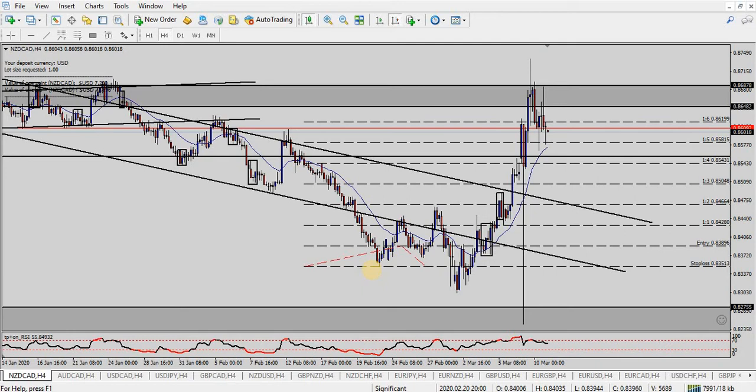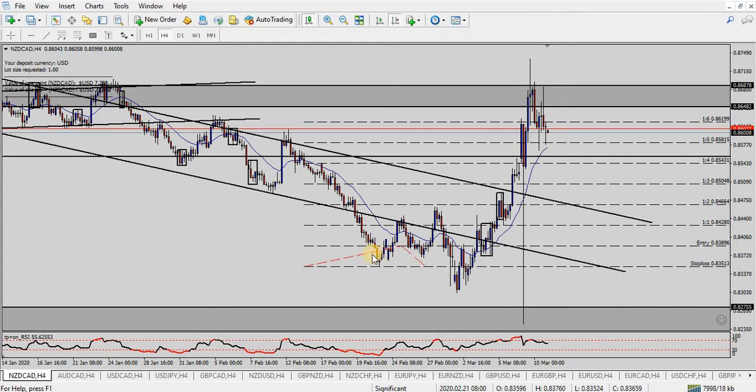For me, I wasn't interested in selling this pair because of one main reason: this descending channel that you're seeing on your screen right now. A descending channel is essentially a bullish signal, so I'm not looking for a break to the downside. I'm looking for a break to the upside of that channel. So because of that, I wasn't interested in selling this market. So the moment it broke out to the downside, I was looking for buy signals.